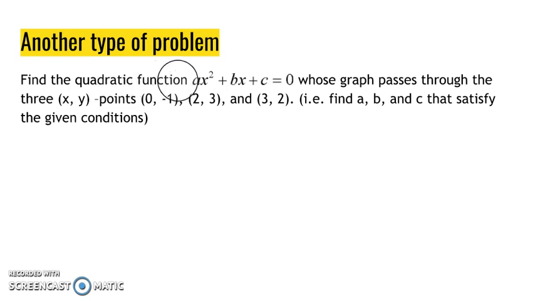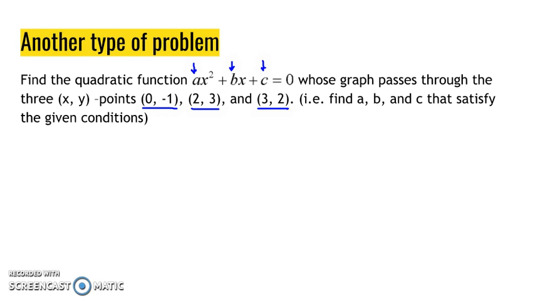So we've got a quadratic function, which means I've got a parabola. This is our standard form of a parabola, right? And I know that the parabola runs through the points (0, -1), (2, 3), and (3, 2). So I need to figure out how I'm going to use these three points to figure out what my a is, what my b is, and what my c is in the standard form.